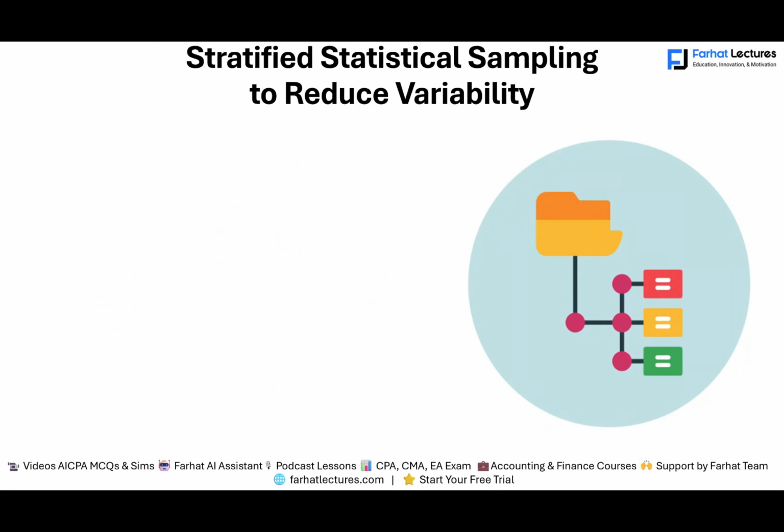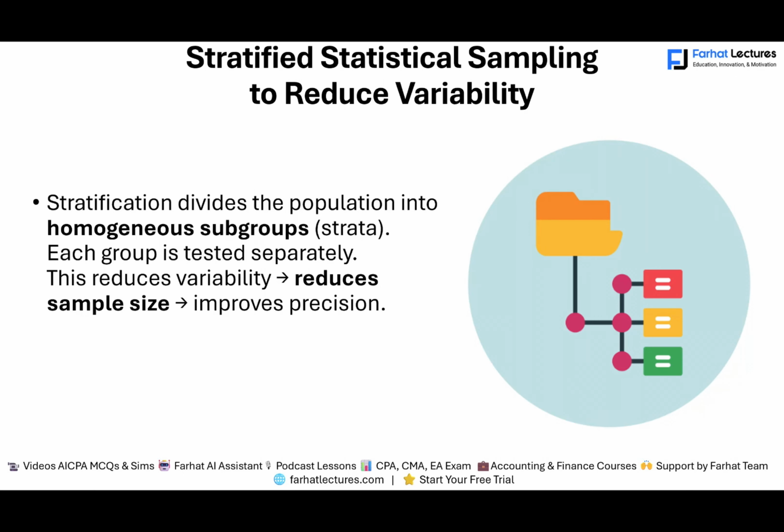Now, in the real world, what companies do is stratify the data to reduce the variability in the data. What is stratification? Stratification is dividing the population into homogeneous subgroups. Each group is tested separately to reduce the variability. And by reducing the variability, we reduce the sample size and we improve what we call the precision.